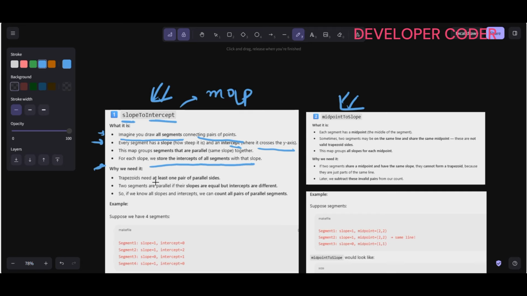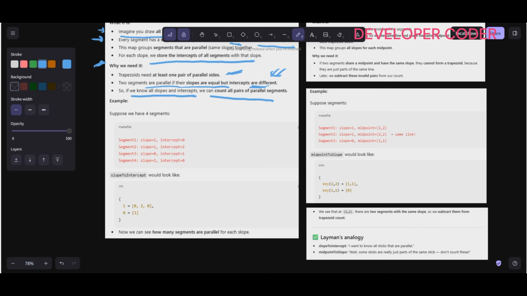Why do we need this? Trapezoids need at least one pair of parallel sides. Only then can they form a trapezoid. Two segments are parallel if their slopes are equal but their intercepts are different. If the intercepts, like A, B, and C, are also the same, then they exist on the same line. So if we know all the slopes and intercepts, we can count all pairs of parallel segments. This is done.